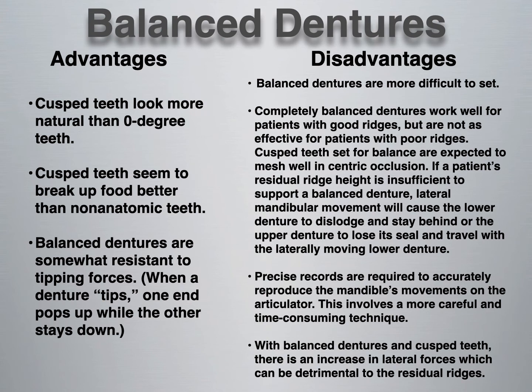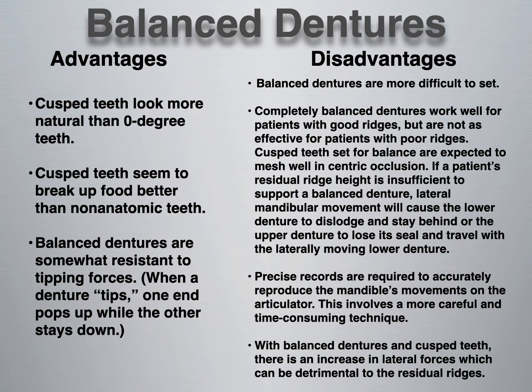Now, the disadvantages. Balanced dentures are definitely the most difficult to set. It takes a lot of practice and time and knowledge base to be able to set this kind of occlusion and for it to work well intraorally in the mouth. Completely balanced dentures work well for patients with good ridges, but are not as effective for patients with poor ridges. Cusp teeth set for balance are expected to mesh well in centric occlusion. If a patient's ridge height is insufficient to support the balanced denture, lateral movements of the mandible will cause the lower denture to dislodge or stay behind, or the upper denture to lose its seal and travel with the laterally moving denture. So if there is not enough support for these cusp teeth, yes, it can cause extra, unwanted movement of the denture.